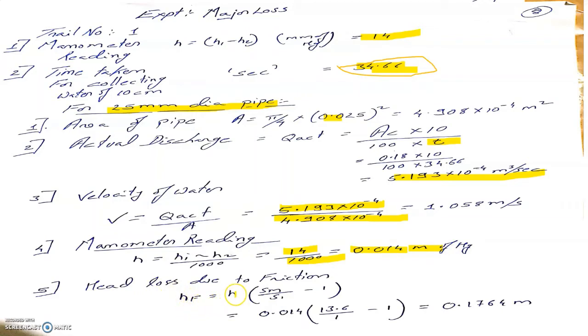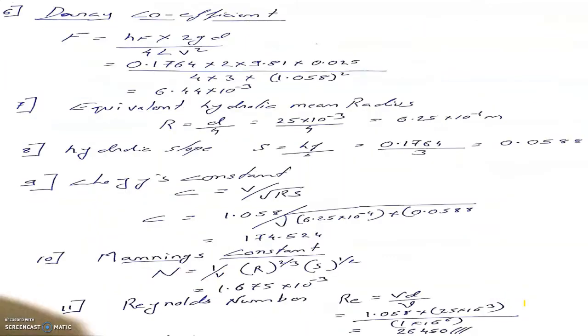I calculated the head loss, in terms of HF. So H equals SM by S1 minus 1. You can write it as S2 by S1 minus 1 also. Here SM is the specific gravity of mercury, that is 13.6, and S1 is the specific gravity of water, that is 1. The value 0.014 is the H value, the manometric reading. By using that I found the head loss due to friction.